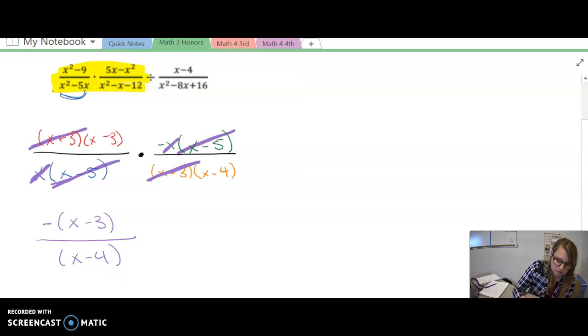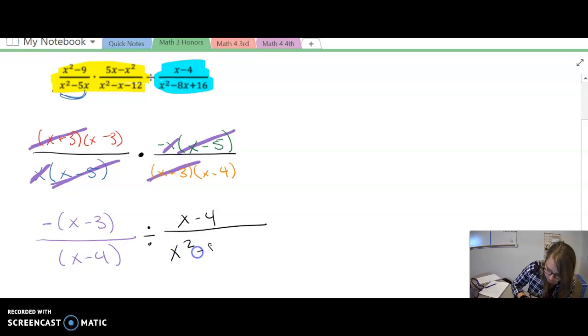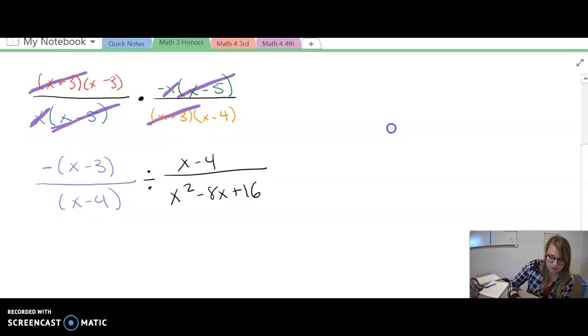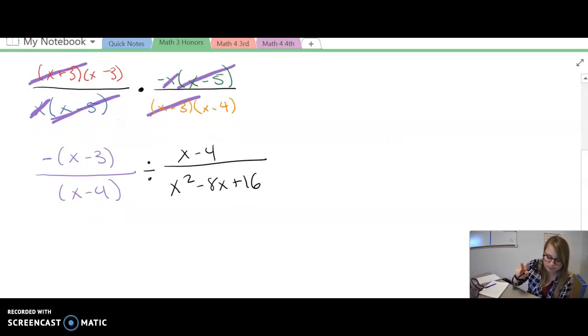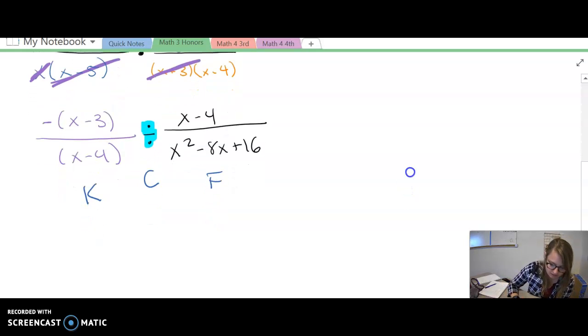So now I'm going to bring down the rest of my equation. So now we have negative x minus 3 over x minus 4 divided by x minus 4 all over x squared minus 8x plus 16. And you might be saying, Ms. Smith, we can cancel already. Push the brakes. We have to factor and flip. Because it's division, we have to do keep, change, flip. So let's flip first. So let's do that.